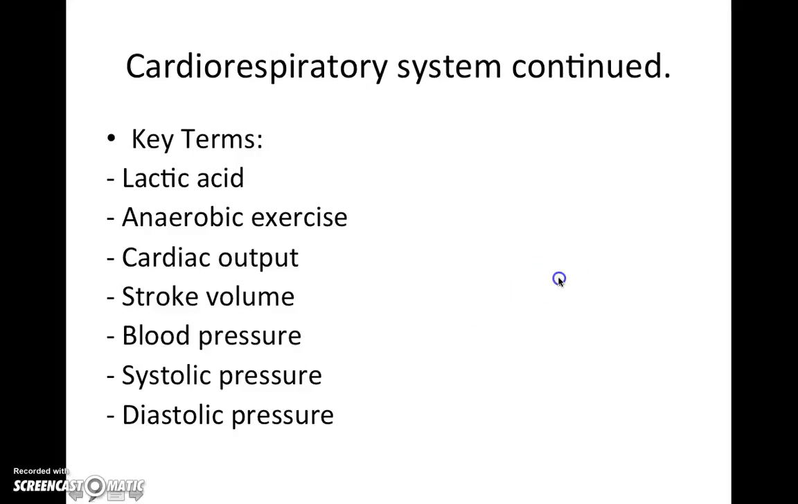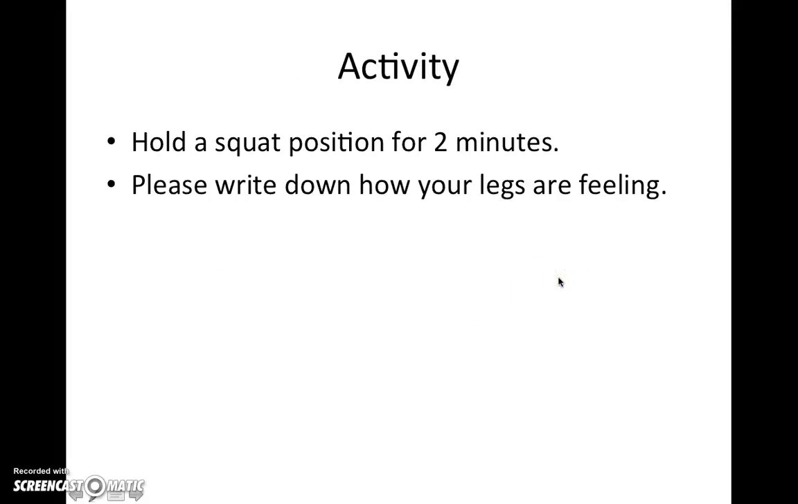So if we get started, what I want you to do now is hold a squat position for 2 minutes. Okay, don't get distracted by anyone else. Don't start looking around if you see someone standing up. Okay, you are going to be holding the squat at a 90-degree angle. After this, I want you to write down how your legs are feeling.